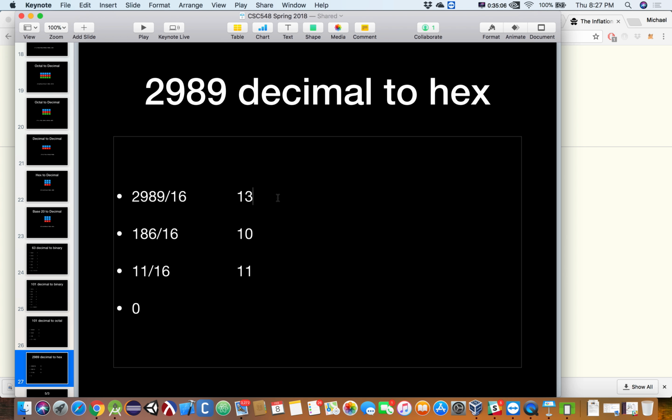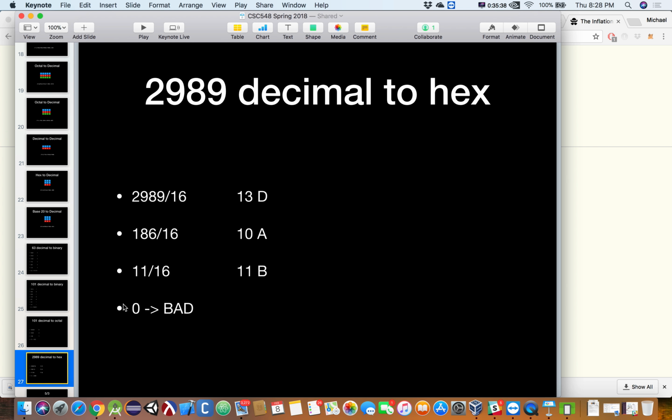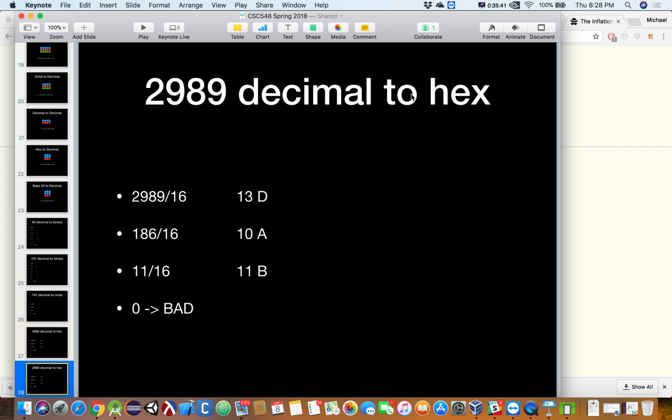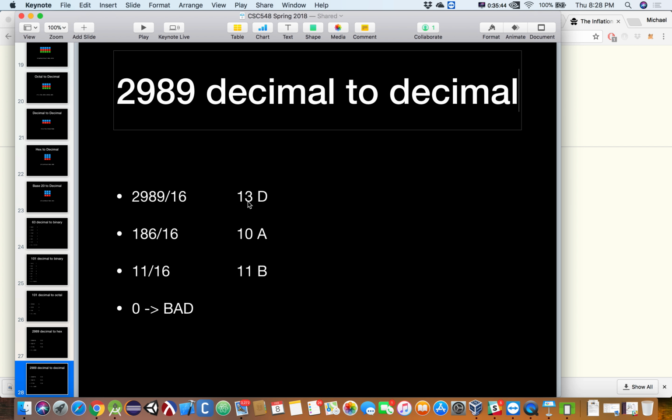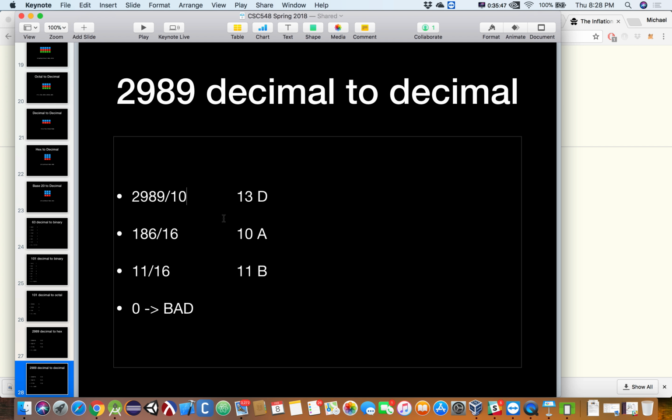Now we need to make sure we remember to convert these guys. So 13 is a D, a 10 is an A, and 11 is a B. So then we read our answer from bottom up, B, A, D. That makes sense? What about decimal to decimal? Should also work. So 2989 decimal to decimal. We'll divide it by 10.